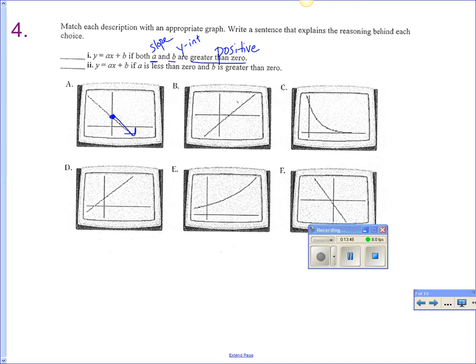Okay. What about this one? Does it have a positive y-intercept? Nope, it's below 0. Okay, so that's not positive. What about this one? Remember that y equals mx plus b is the formula for a what? Do we know? Did we talk about that? It's the formula for a line. Is this a straight line? Nope. Okay. This one, does it have a positive y-intercept? Does it have a positive slope? Yep. So this first one is D.